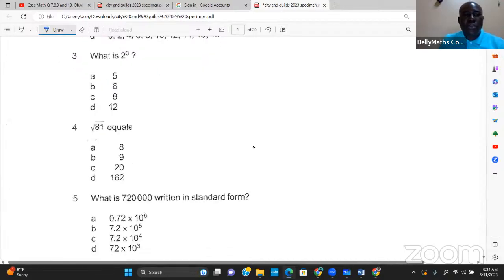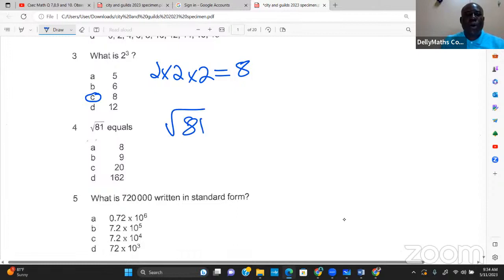What is 2 raised to the third? It means 2 times 2 times 2. Definitely, this will give us an 8. So we have 8 for that response right there. The square root of 81, one has to know their timetable. It's 9 times 9, that gives 81. So the root of 81 will give us a 9.